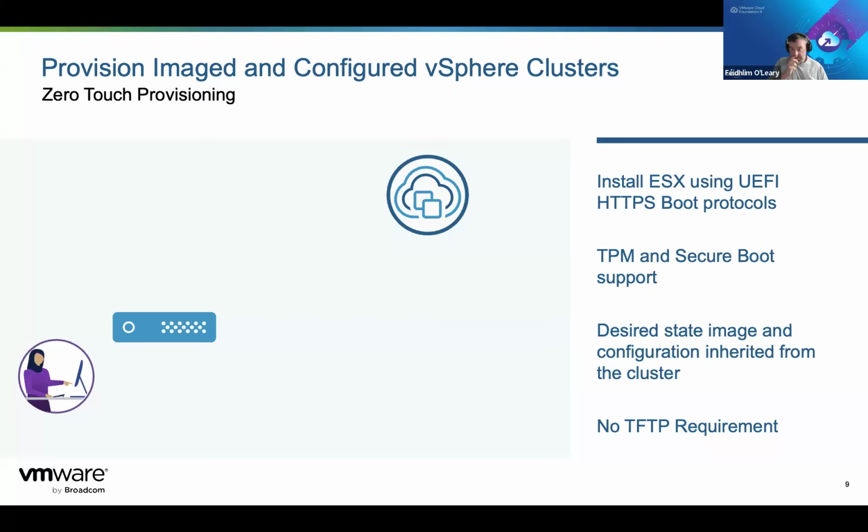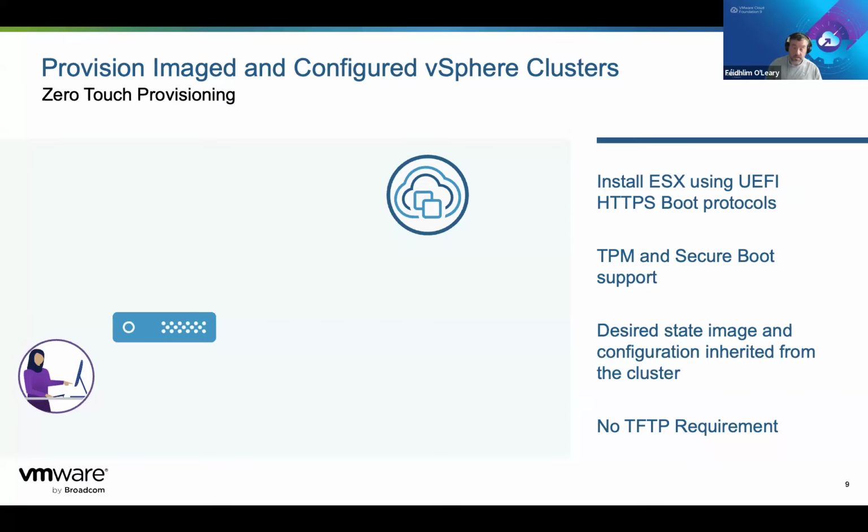So auto deploy uses PXE based boot protocols. Zero touch provisioning uses UEFI, so it doesn't support legacy BIOS. It only supports UEFI and HTTPS boot protocols. With UEFI, we also have TPM and secure boot support. And it only interoperates with vSphere Lifecycle Manager images, so no update manager baselines. And it gets its configuration from vSphere configuration profiles, so no host profile interoperability here either.